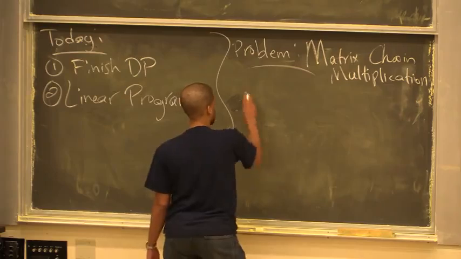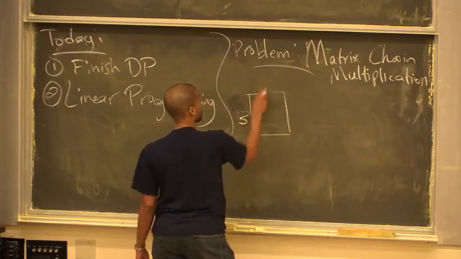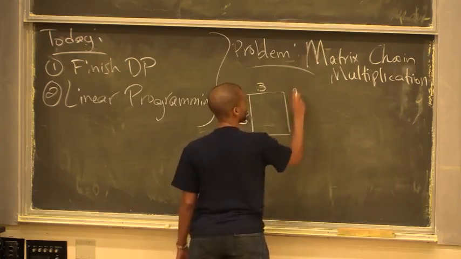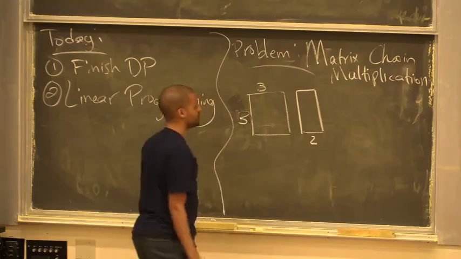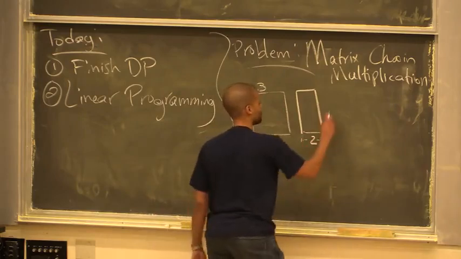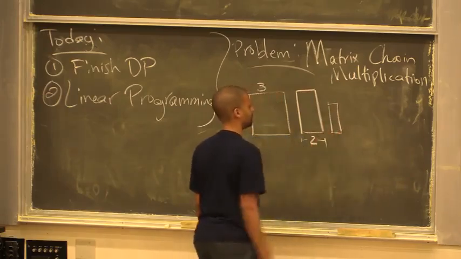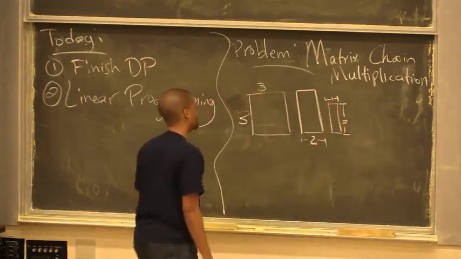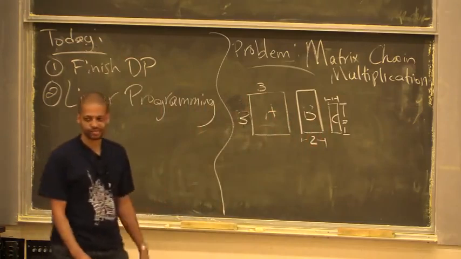So for example, we might have a 3 by 3 matrix. And then here we have a 3 by 2 matrix, which means it has 3 rows and 2 columns, so it has fewer columns. It's more rectangular. And then we have, let's say, a 2 by 1 matrix, which looks like this. And these matrices are A, B, and C. In general, we could have a sequence of n matrices.